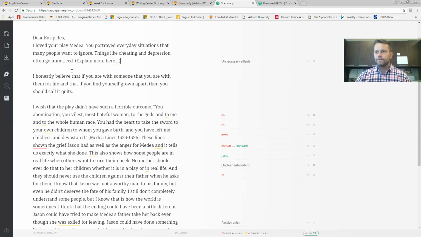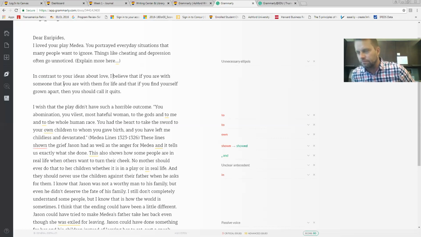And before they get into this section on their own belief, here they need to explain more about their conceptions of cheating and depression. They need to relate it back to Euripides, and then they can get into their own point. So they can say, you know, in contrast to your ideas about love, and again, we don't need, honestly, I hope that you're being honest with me. If you're not, then okay, doesn't make any sense.